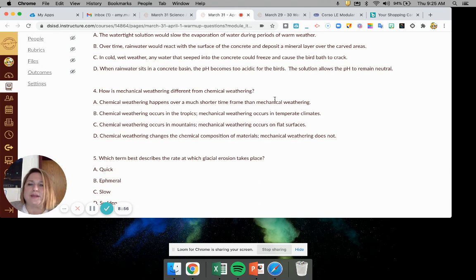Number 4, how is mechanical weathering different from chemical weathering? Well, we talked about this just a second ago. Mechanical weathering is a physical change, and chemical weathering is a chemical change. So you need an answer that says that, and that is D. Chemical weathering changes the chemical composition of materials, and mechanical weathering does not. And number 5, again, which term best describes the rate at which glacial erosion takes place? And that is also slow, because glaciers move slowly, the erosion is slow also.